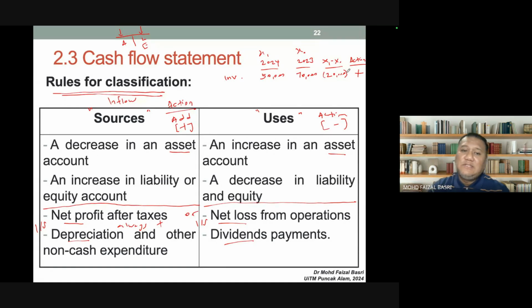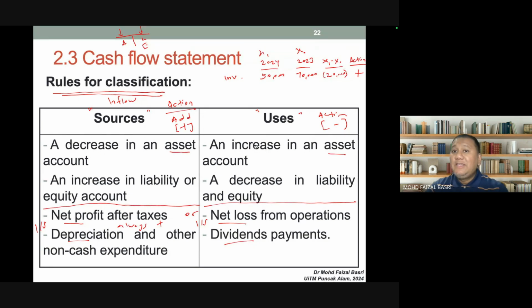So that's why whenever there's a decrease in asset, we're going to add to the cash account, because when we reduce an asset, we usually assume we sell. We liquidate, we sell, and then the sales amount goes into cash.